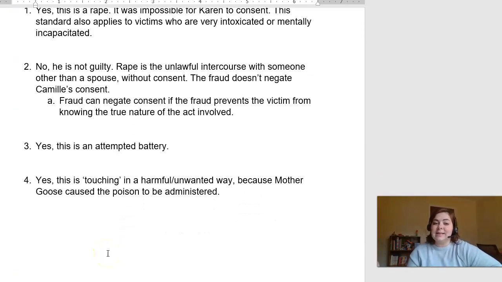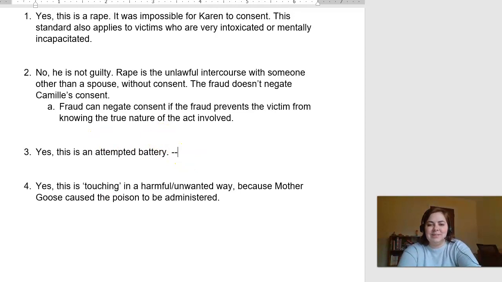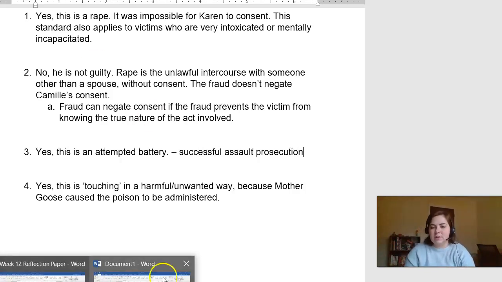And the answer here is yes. This is a touching, because the definition of a battery is, I'll flip back my page, unwanted and unjustified offensive touching. And that occurred here. The touching was in a harmful and unwanted way because Mother Goose caused the poison to be administered to Briar Rabbit. So this is a battery. And this is an assault. Okay, so assault, battery, that's kind of how they're different.